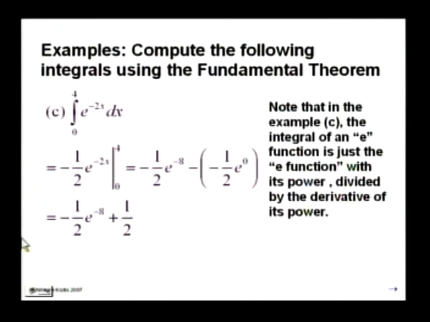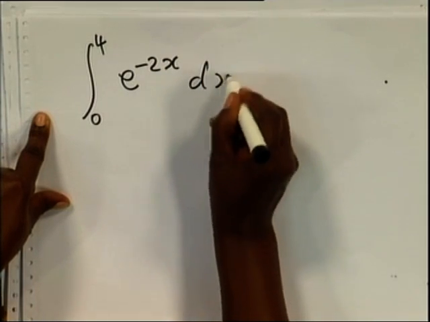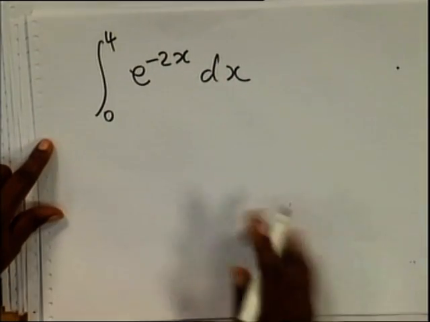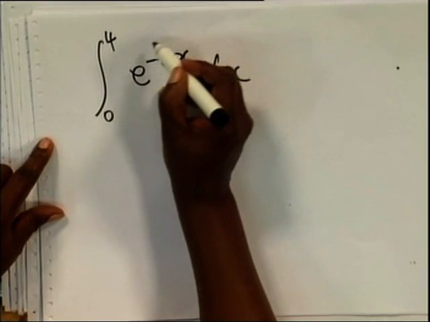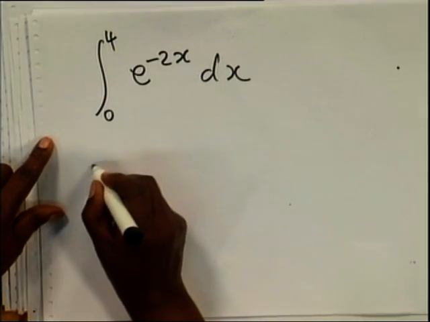Now, in this case here, I want to elaborate on this one here, the same thing which we did. I'm going to do the integral from 0 to 4 of e to the power minus 2x dx. Now here, I'm going to remember the e function. We talked about the e function. You leave the e function as it is.